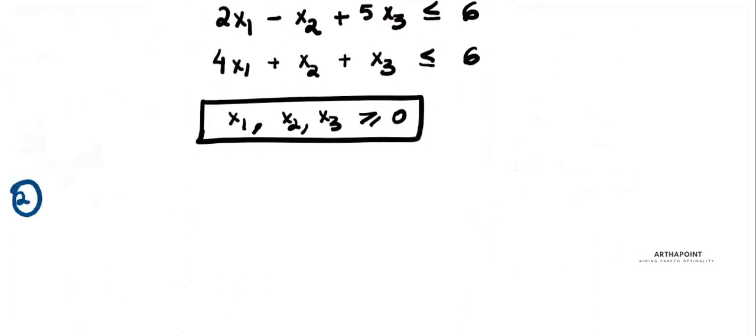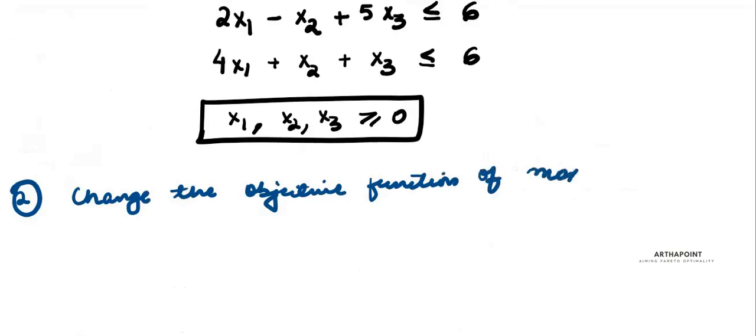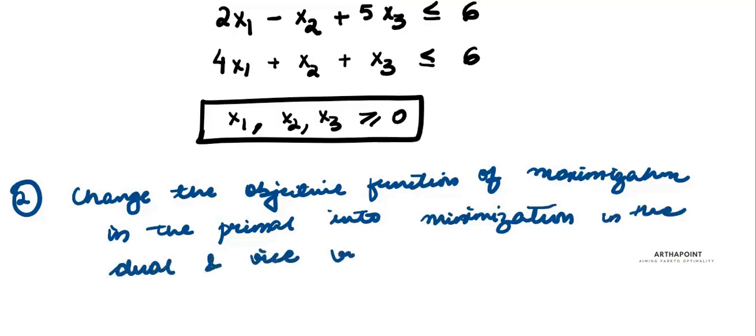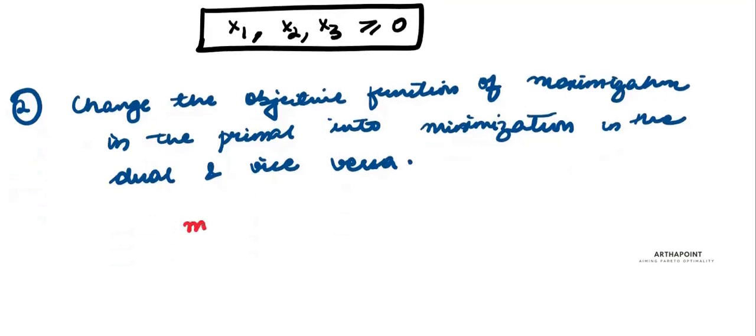Second, after you have converted everything into canonical form, the second step is to change the objective function of maximization in the primal into minimization in the dual, and vice versa. If it is a max initially, then its other form, which is its dual, will become a min. If it's a max function, the dual will become a min function.